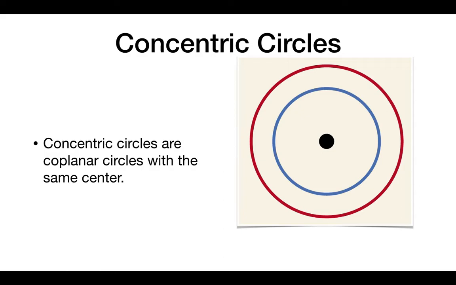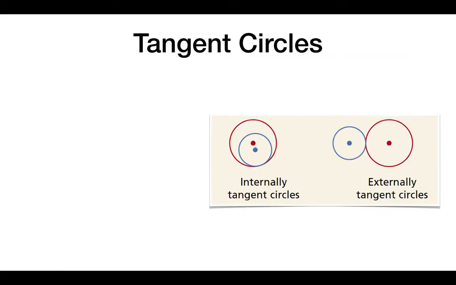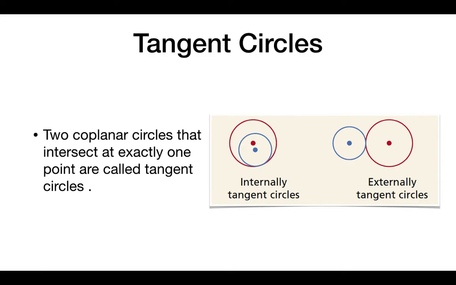Yay! Basics of math. All right, now we're going to talk about what it means if two circles are tangent. You might remember a tangent line was a line that only touched at one spot. Well, if we have two circles that are coplanar, meaning on the same exact plane, that intersect at exactly one point, so once again touch at only one point, they are called tangent circles.